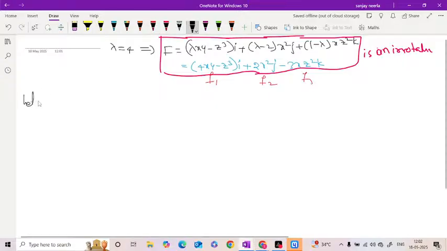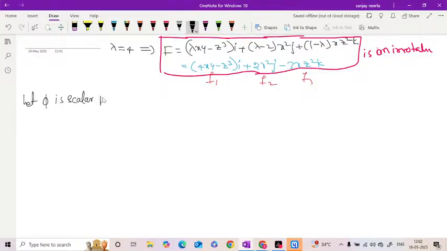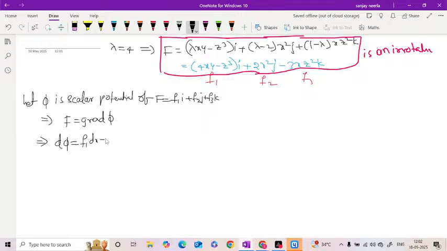Now let us assume phi is the scalar potential of f, and our f is in the form of f1 I plus f2 j plus f3 k. Scalar potential means f must be equal to the gradient of phi, and d phi must be equal to f1 dx plus f2 dy plus f3 dz, according to the necessary and sufficient condition.